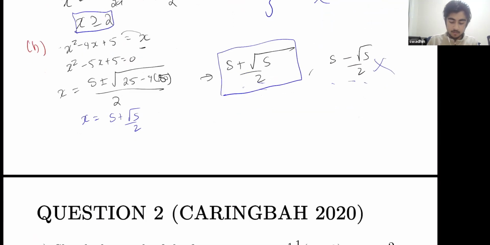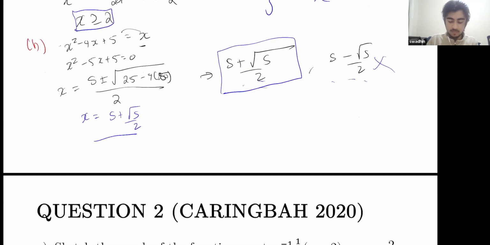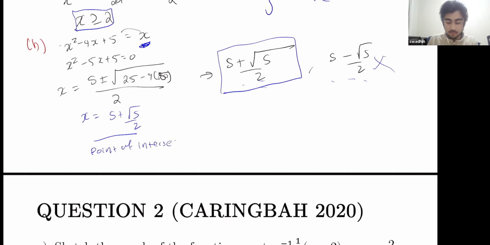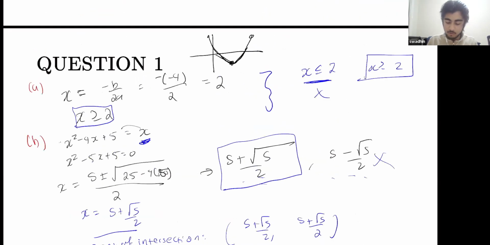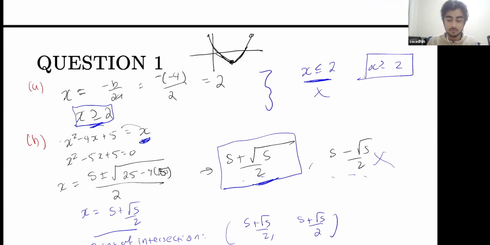And if you can just sub this value into the x value, it's going to take the same x value because you're equating with y is equal to x. So the point of intersection is going to be (5 plus root 5) on 2, (5 plus root 5) on 2. So always look back at your original domain to find out which of these 2 answers is the most useful.